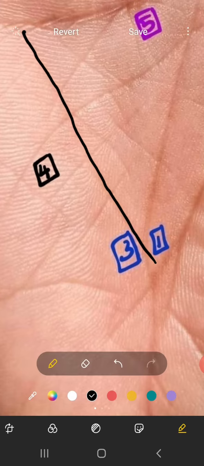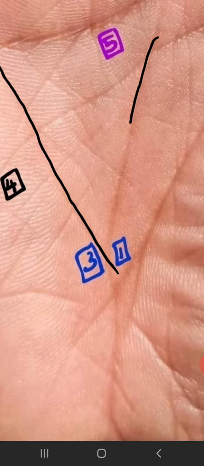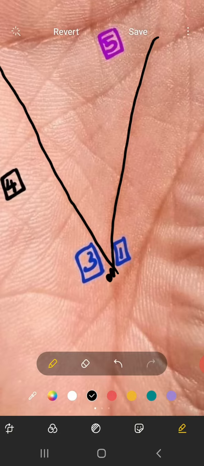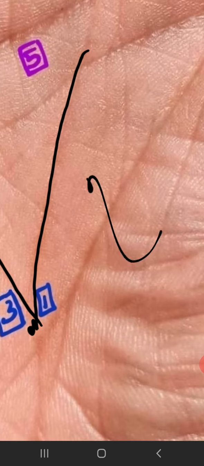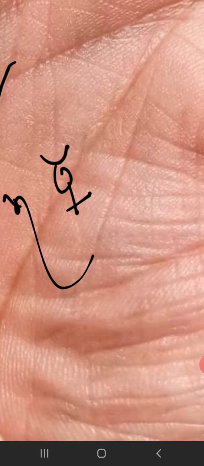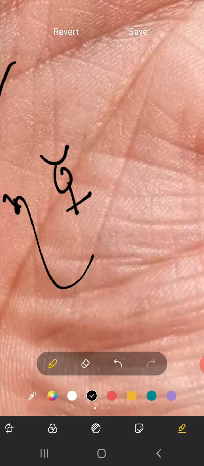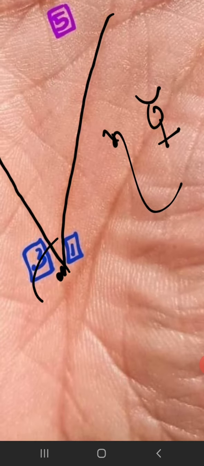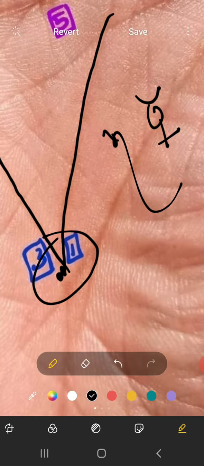This is the Mercury line. This is the Shani Rekha. They are joint at this point. As you very well know, Shani and Mercury are in trines in the palm. In Nadi, we call them Yuti. Yuti means conjunction. In this case, it does show that the conjunction is strong.